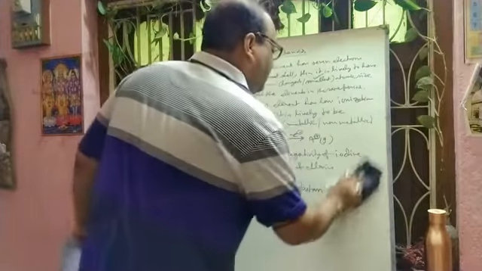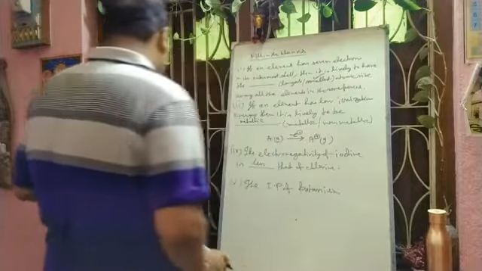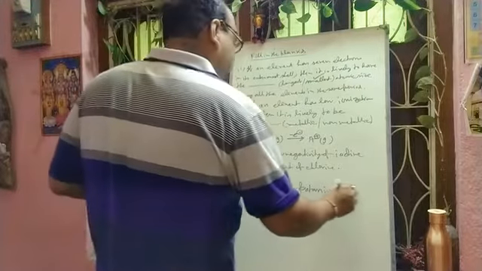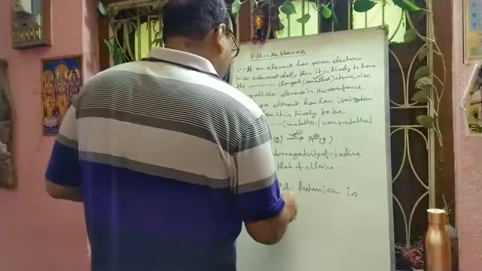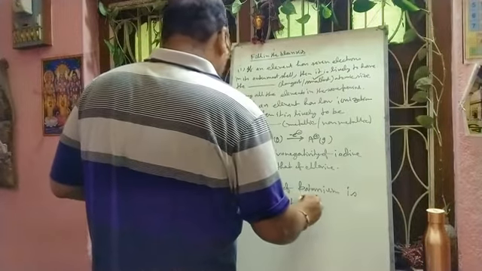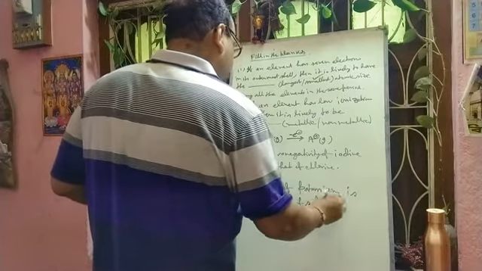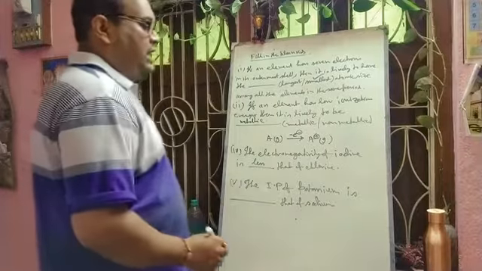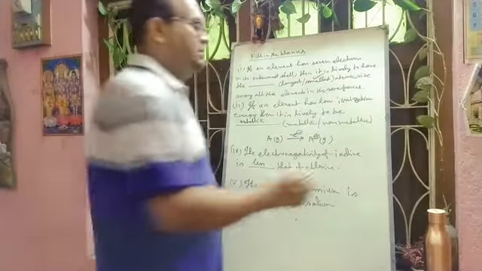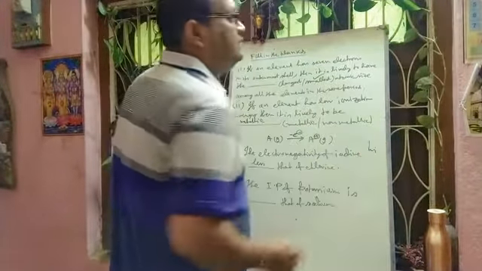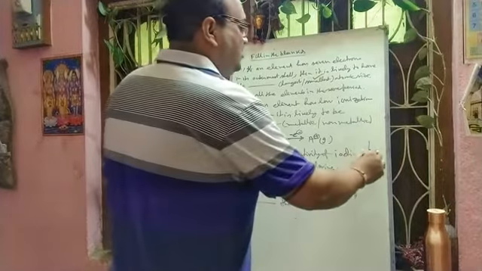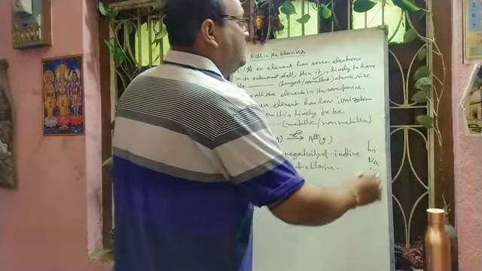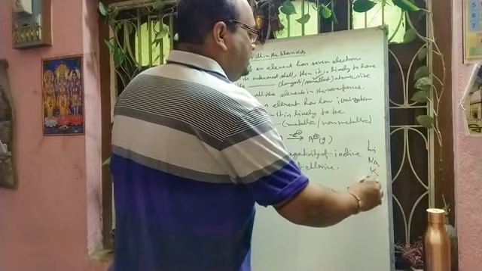Ionization potential of potassium is less than that of sodium. So here also, if you look at the periodic table, first there is lithium in group 1, then there is sodium, then potassium, then rubidium, then cesium.